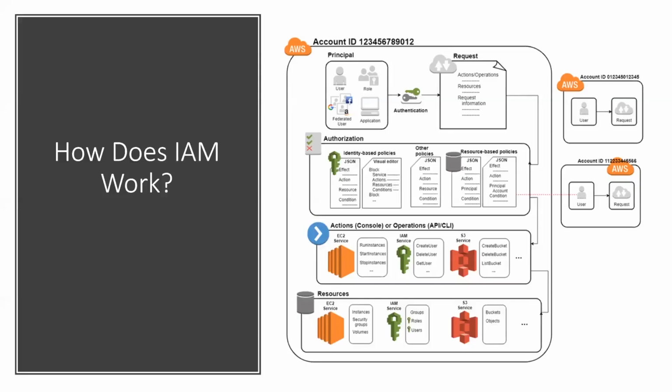Once the principal raises a request, it will check for the policies that have been applied, the authorization. In the next box that you see over here, the authorization box, there are identity-based policies, other policy, and resource-based policy. Identity-based policy means policies that are applied to a respective user.